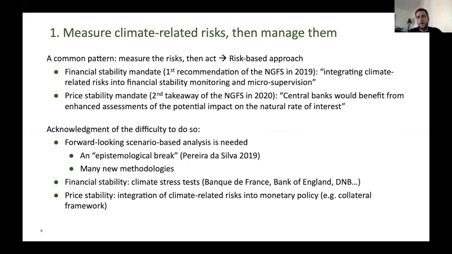And you can see that, for instance, the first recommendation of the NGFS to all its members is about, and I quote, integrating climate-related risk into financial stability monitoring and micro-supervision. So in other words, we have to include climate-related risk into macro-prudential and micro-prudential policy. And when it comes to price stability, again, this is more recent, but there's this idea that central banks would benefit from enhanced assessment of the potential impact of climate change. And here they talk about the natural rate of interest. So we can put this debate aside. I know that will be controversial for many, but I think the philosophy is still the same, which is that we really need to understand how it will impact us so that we can act on it.